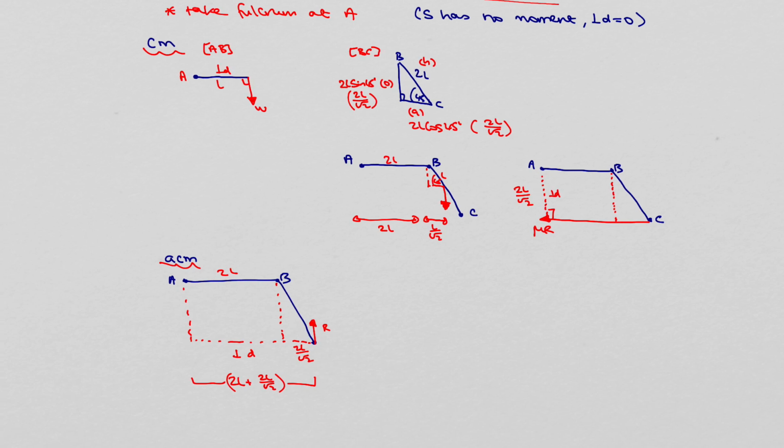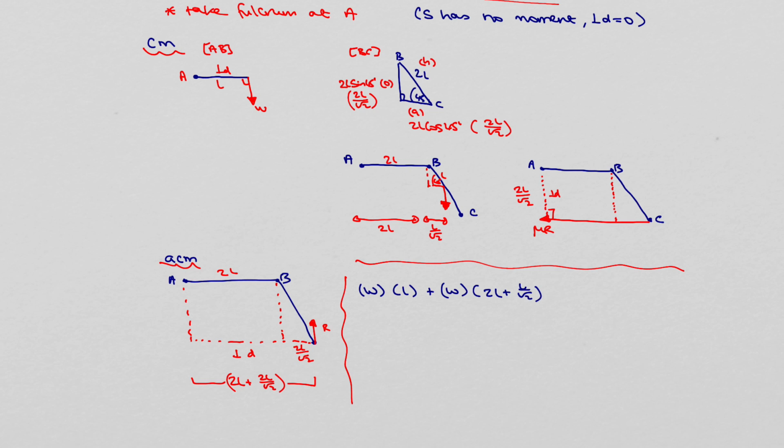Okay, so now I have my perpendicular distance for each. I can set up my equation. So I'm going to have my clockwise moments is equal to my anticlockwise moments. So my force by perpendicular distance plus my force times the perpendicular distance plus my force by my perpendicular distance.